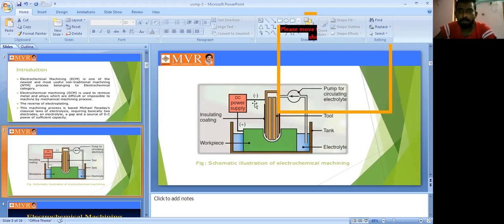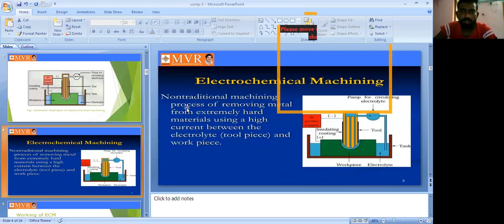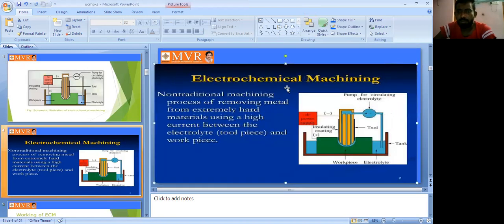The power supply is the main part here. Then there is the tool, the tank with electrolyte, and the workpiece. These are the major parts of the electrochemical machining process. We will see another one here. See here, this is the electrochemical machining process.